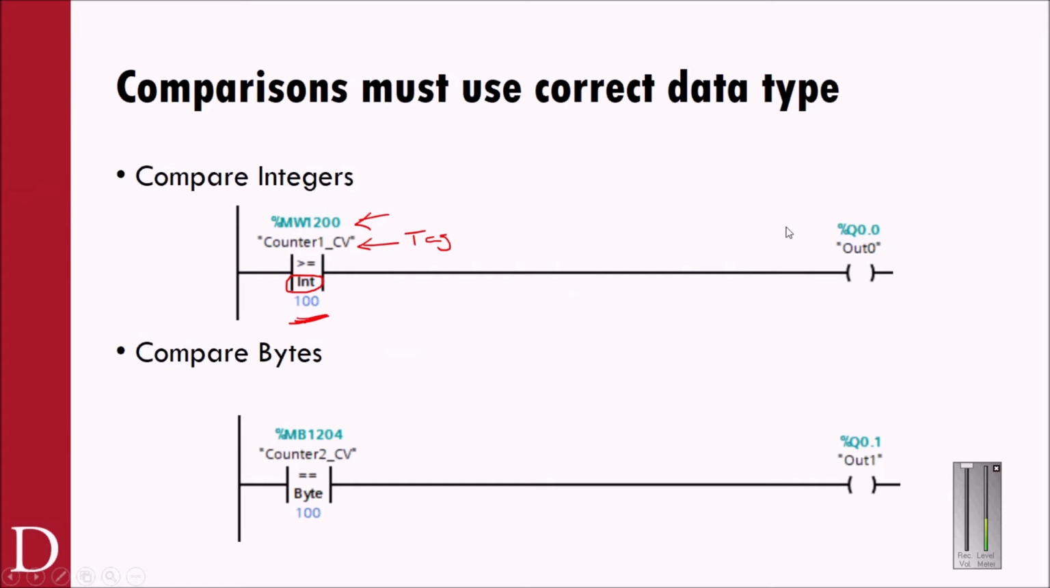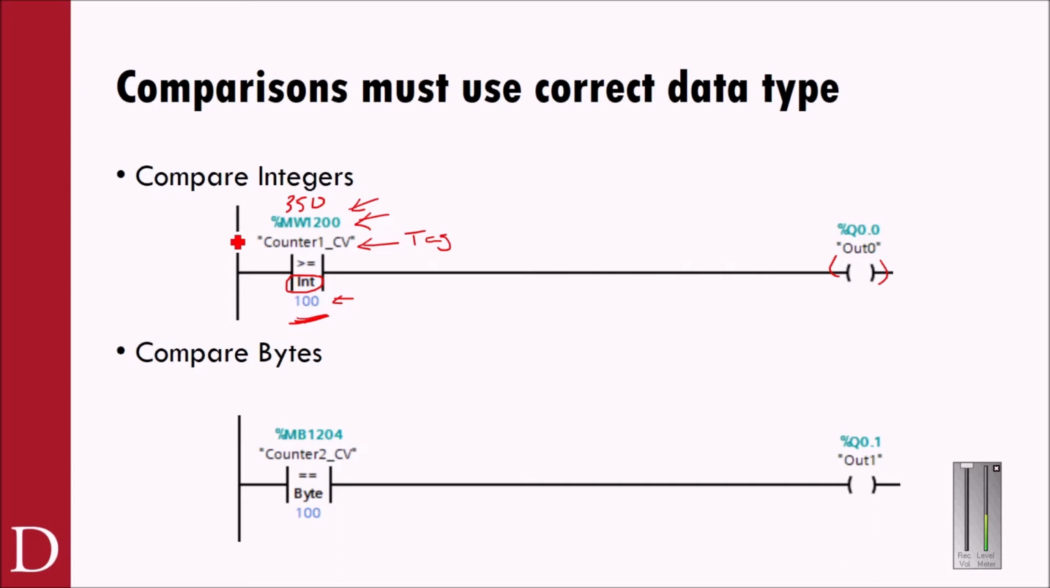There we go. So when we talk about these compare instructions now, in this case, I'm comparing what's in MW1200 and seeing if it's greater than or equal to the integer 100. So I plug this value in, I plug this value in, I tell it it's an integer, I tell it I'm looking for greater than or equal to, and let's say the number in MW1200 was 350. Then this instruction would go true and it would turn on my output, right? Because this is greater than 100.